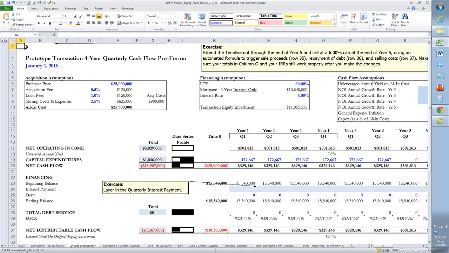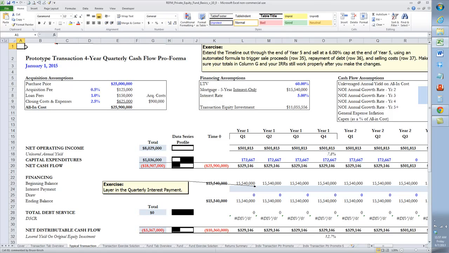Here on the Typical Transaction tab, we have a 4-year timeline with quarterly periods. Our acquisition assumptions are shown in the top left-hand box, where we have inserted a purchase price of $25 million and fee amounts that result in an all-in cost of $25.9 million for our typical asset.